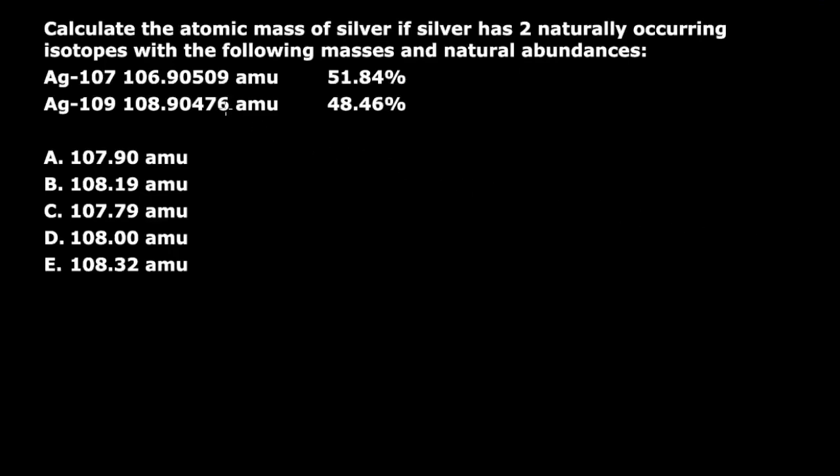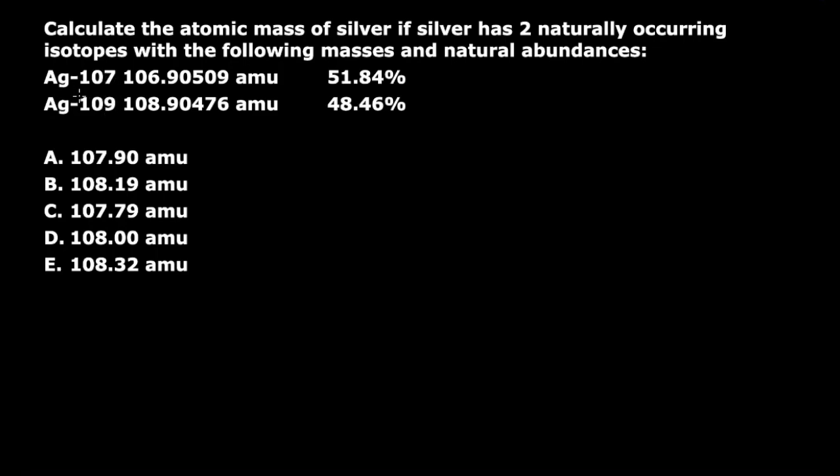Now, in this question, we want to calculate the average atomic mass of silver that has two naturally occurring isotopes. Those two isotopes are going to be Ag107 and Ag109. This 107 and 109 represent the mass numbers, and the mass number is the number of protons and the number of neutrons added up. So those are always going to be a whole number.